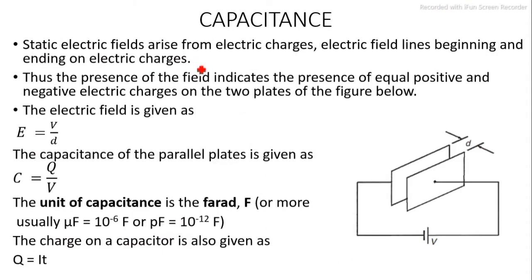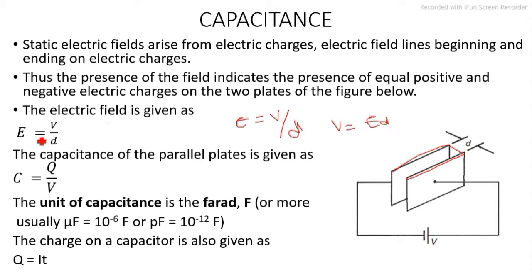Now let's talk about capacitance. A static electric field arises from electric charges. Electric field lines begin and end on electric charges. Thus, the presence of a field indicates the presence of positive and negative charges on the two plates of the figure below. So now, this is a capacitor, two parallel plates, plate 1, plate 2. This is the distance between the two parallel plates, d. Then the electric field produced by this capacitor due to this voltage is given as what? E equals the voltage divided by the distance between the plates. So that means your V is equal to what? E times d.